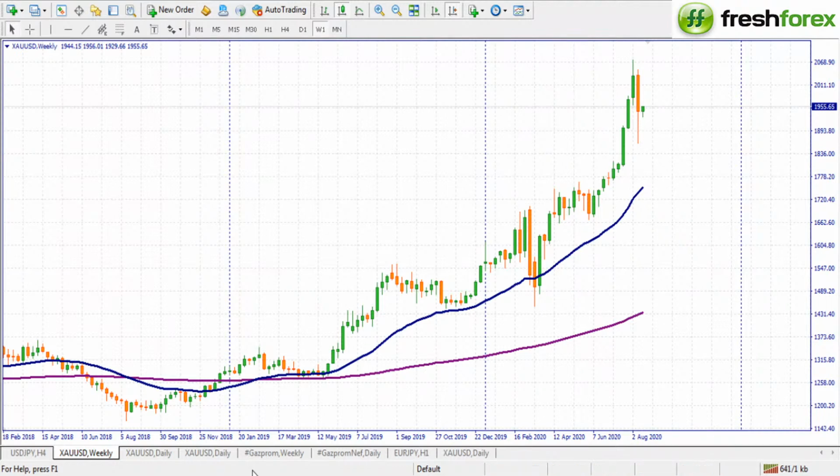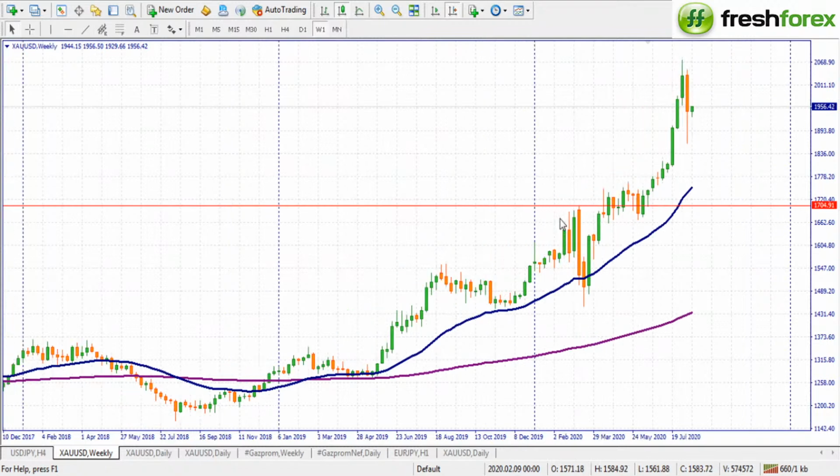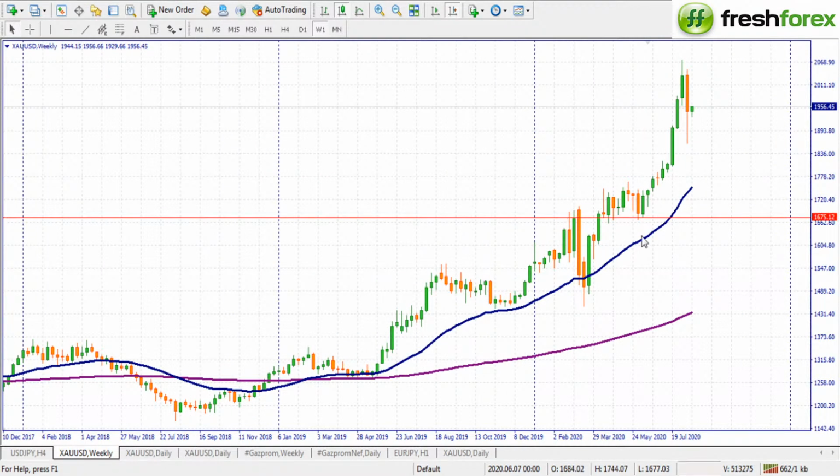So we still expect more correction to the lower side on gold. We still expect price to correct itself to the lower side, but it should not go beyond this level. It should not break below this point. So although we expect momentum to the lower side, we don't expect it to go below 1675.12.